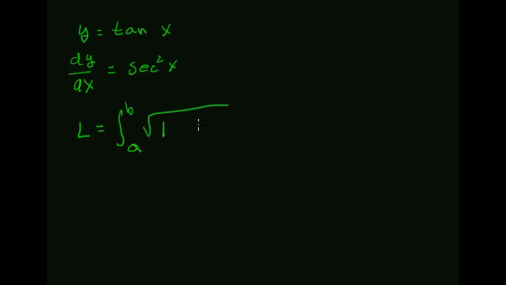Definitely number one is you're given the function y is equal to the tangent of x. We're going to need the derivative of that function, so that is the secant squared of x. The arc length is always the integral over the given interval, a to b, of the square root of 1 plus the square of the derivative with respect to x. So this is in the one-dimensional case.